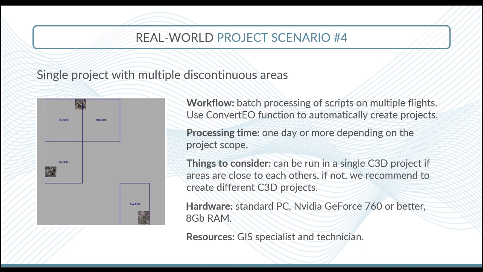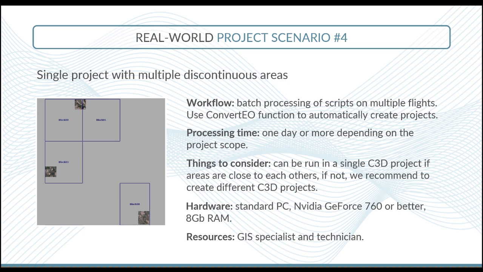So scenario number 4 is the situation where you have a project with discontinuous areas in space. Let's say you have flown these different areas, and you have multiple discontinuous areas like this. You ask yourself, can I do this in one single Correlator3D project, or do I need to create a different project for each of these small missions?